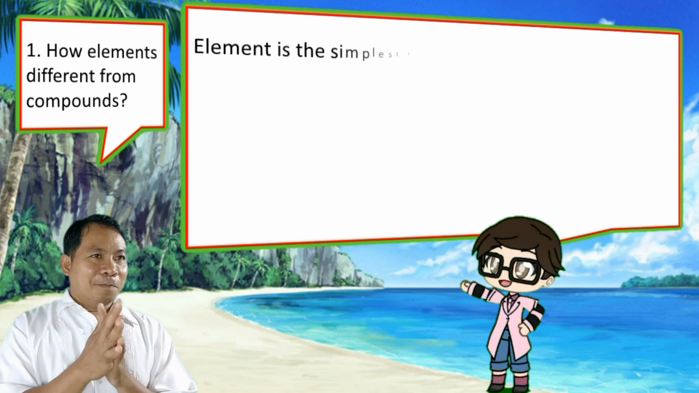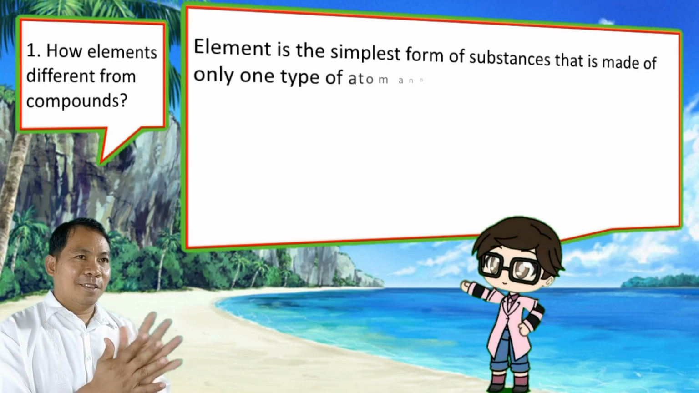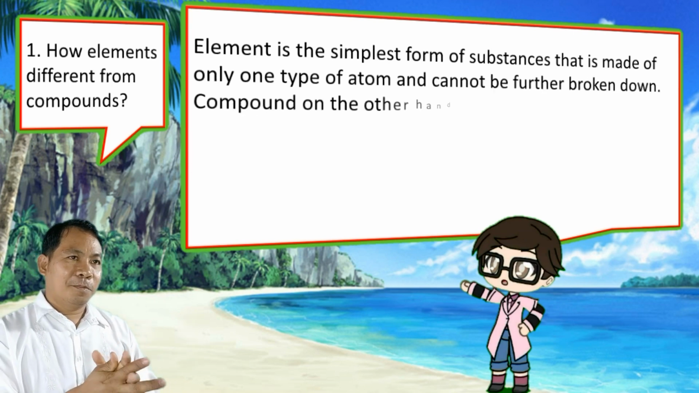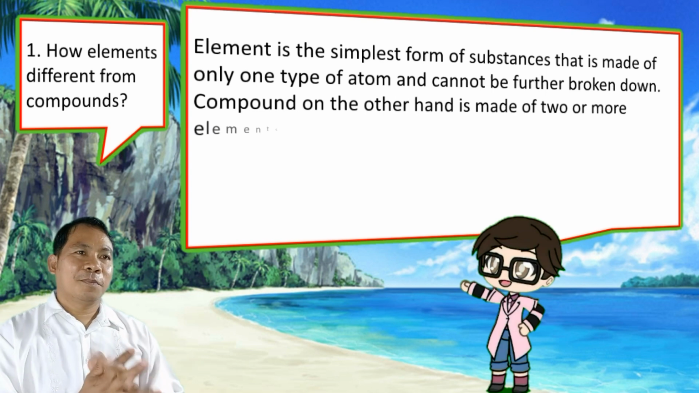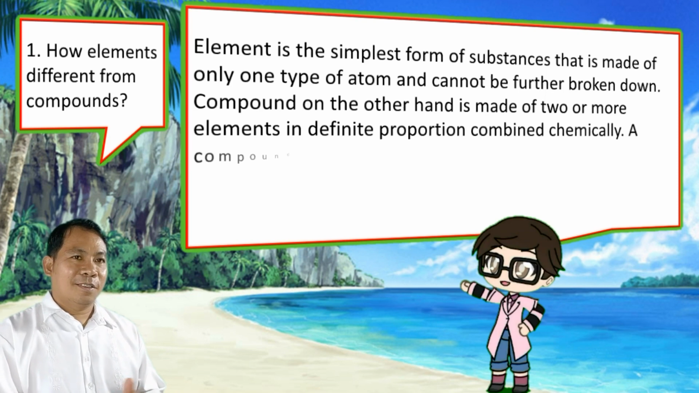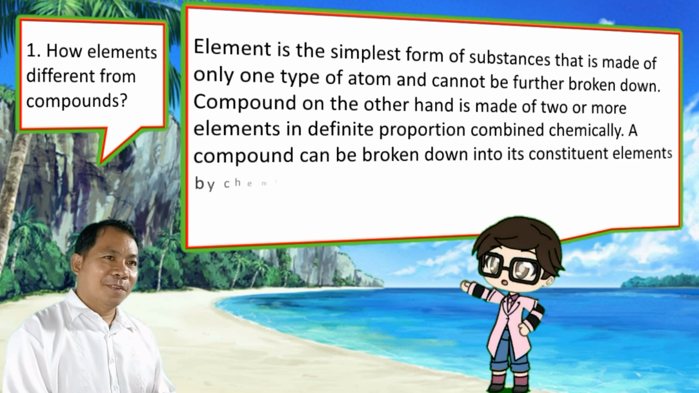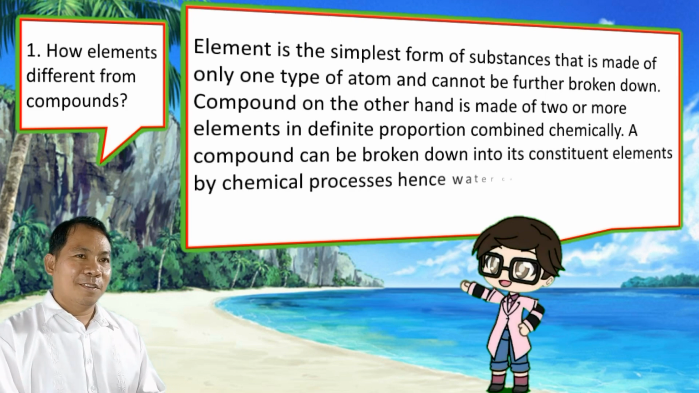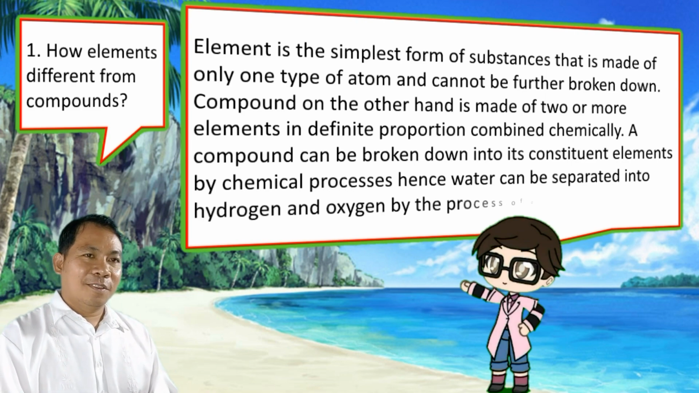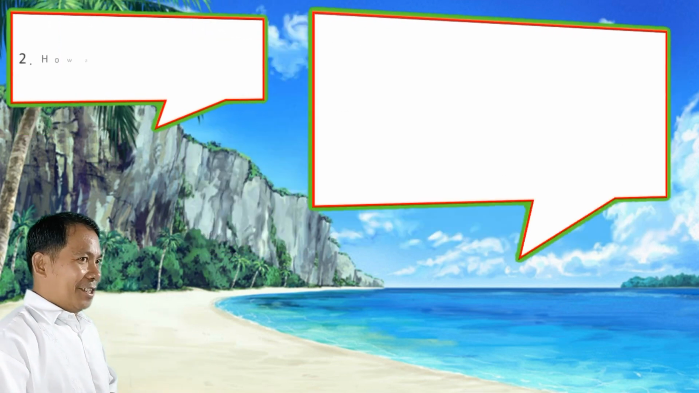An element is the simplest form of substance that is made of only one type of atom and cannot be further broken down. A compound, on the other hand, is made of two or more elements in definite proportion, combined chemically. A compound can be broken down into its constituent elements by chemical processes. Hence, water can be separated into hydrogen and oxygen by the process of electrolysis. Very good! You got the correct answer.